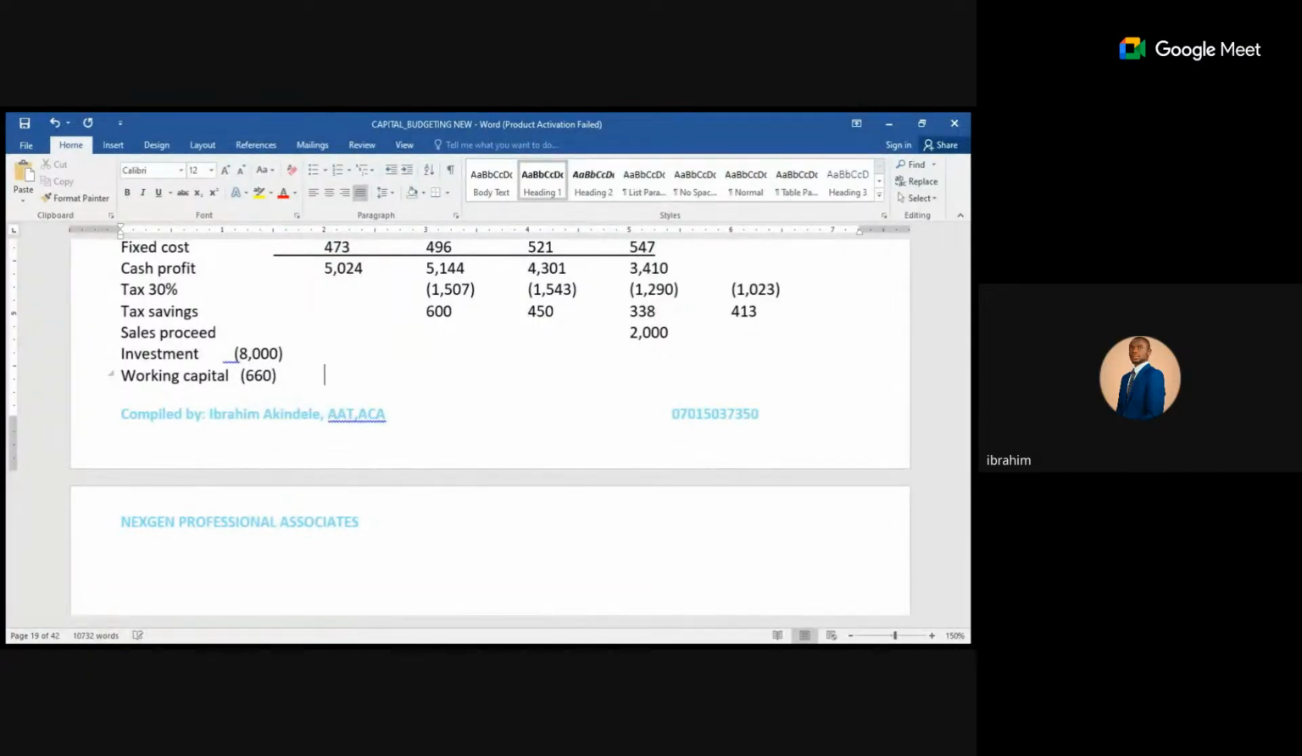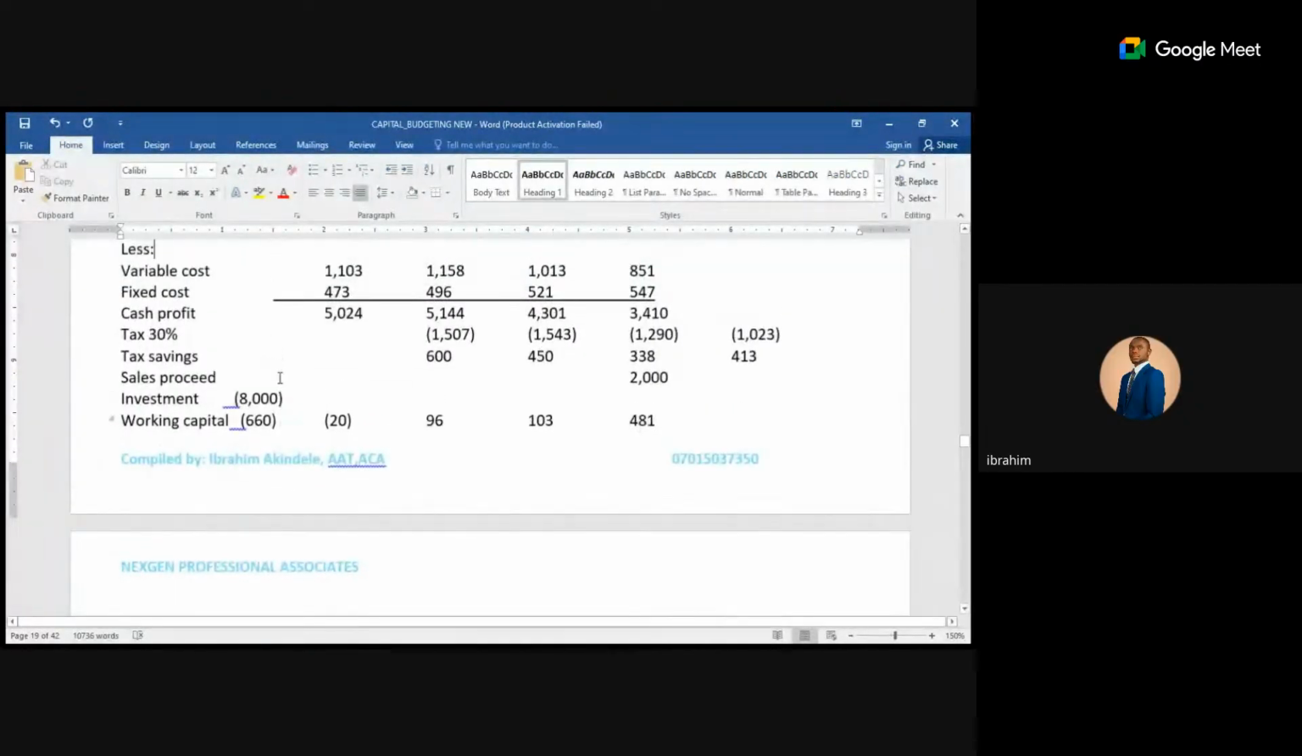What do we have here? Negative 20. And next? 96, positive. What do we have here? 103. What do we have here? 481. Right? So that is that. Is there any other thing?